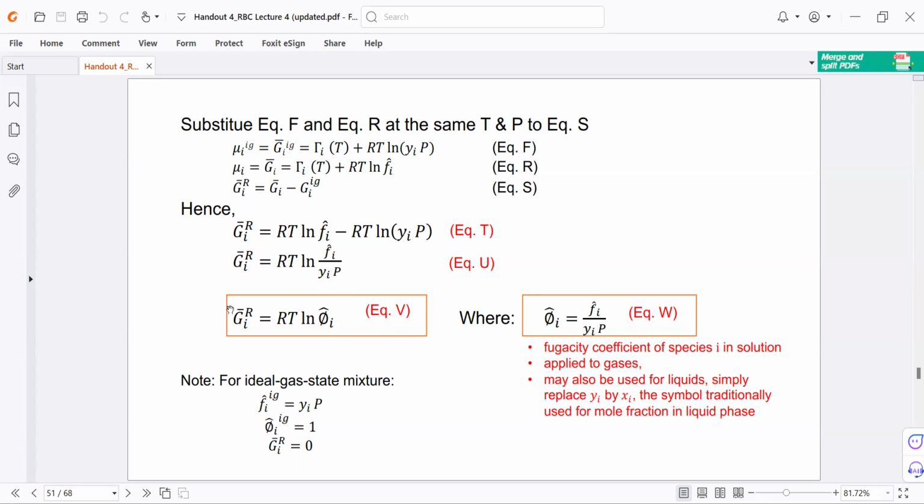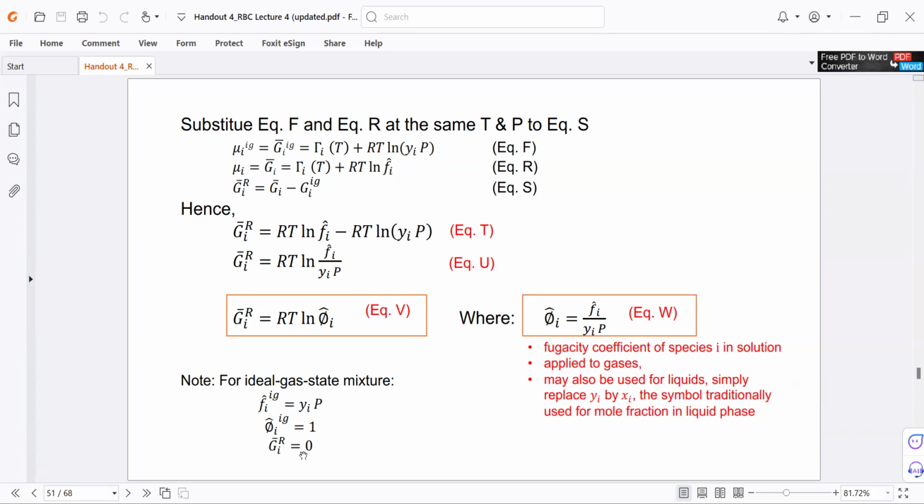So now we have an expression for the partial molar residual Gibbs free energy in terms of the fugacity coefficient for a species in solution. So it can be applied to gases and it may also be used for liquids. We simply need to replace the mole fraction y with x sub i, which is our convention for the mole fraction in the liquid phase.